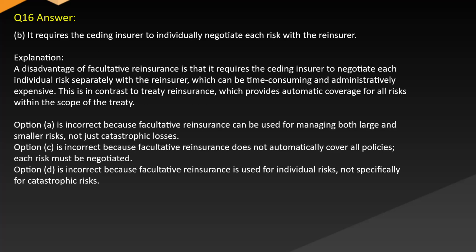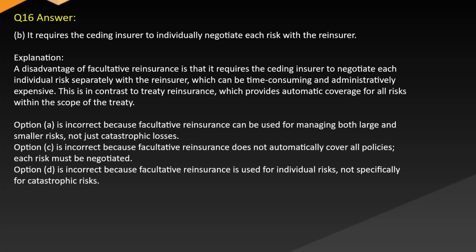Answer: B. It requires the ceding insurer to individually negotiate each risk with the reinsurer. Explanation: a disadvantage of facultative reinsurance is that it requires the ceding insurer to negotiate each individual risk separately with the reinsurer, which can be time-consuming and administratively expensive. This is in contrast to treaty reinsurance, which provides automatic coverage for all risks within the scope of the treaty.